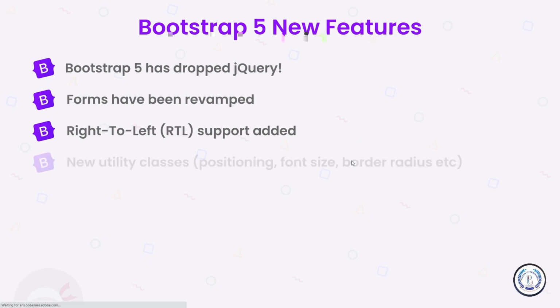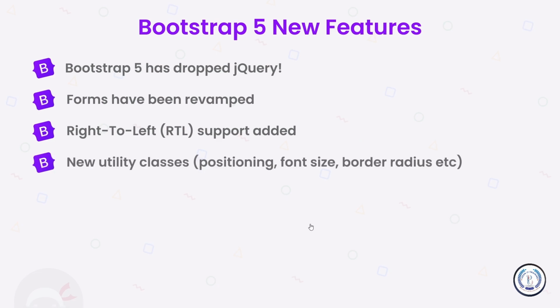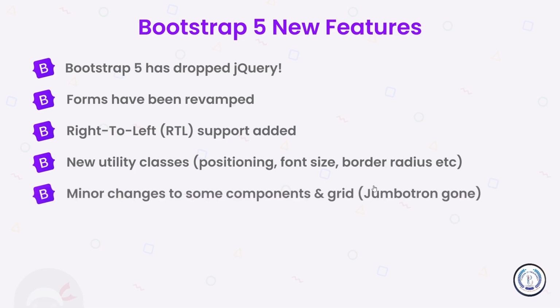It's also added a load of new utility classes to the mix. So now we have extra utility classes for positioning, font size, border radius, etc. We're going to see a lot of that stuff later on. There's also been a few small name changes to spacing classes, as well as a couple of minor updates to the grid layout and other components. It has also removed the Jumbotron component as well, but thanks to a lot of the new utility classes, it's really easy to replicate something like that in your design.